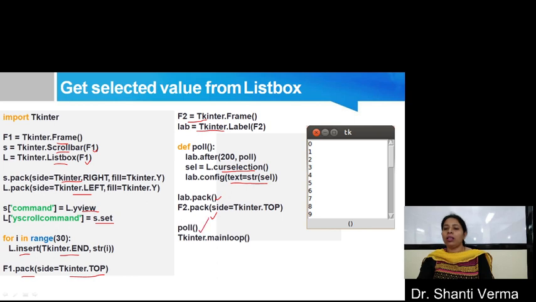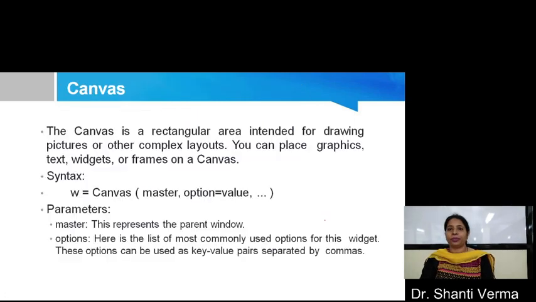Now call this function, which is used to display the value selected by the user. Now the end of the program is a main loop, waiting for the event. You can see there, this is the second frame. In the second frame, the values you selected with the cursor are displayed as selected values.